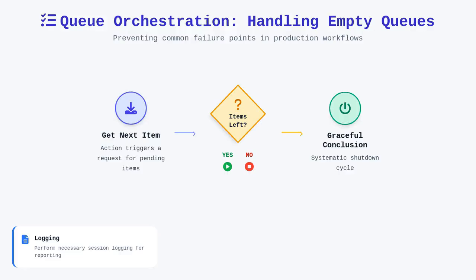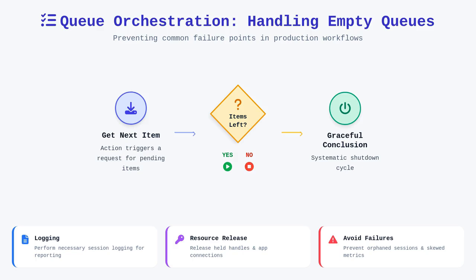This involves a clean shutdown cycle where you perform necessary logging, release any held application handles, and ensure the robot enters an idle state or ends the session according to your resource configuration. By designing this path intelligently, you avoid unnecessary exceptions or orphan sessions that can clog your control room and skew your operational performance reporting.